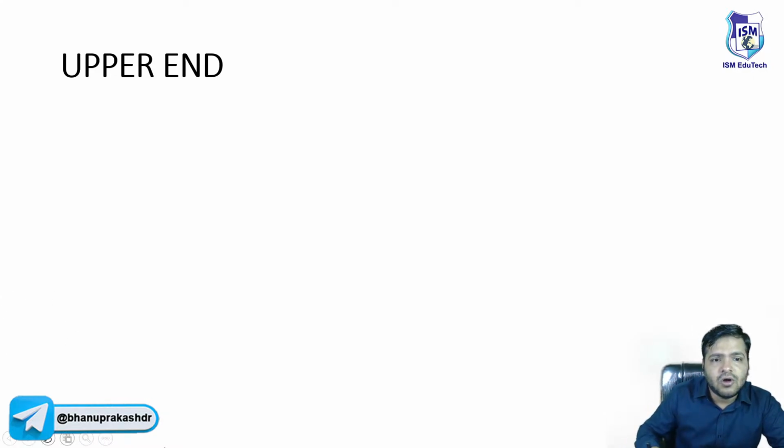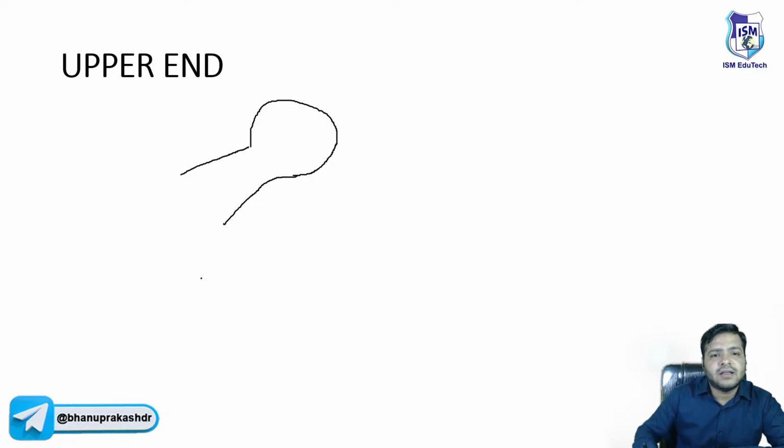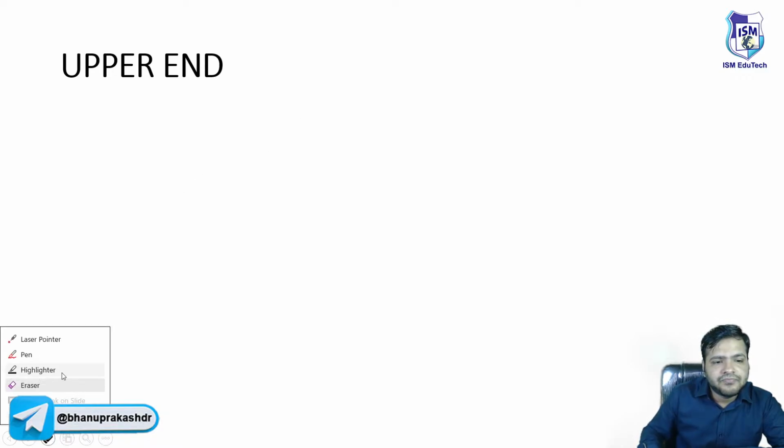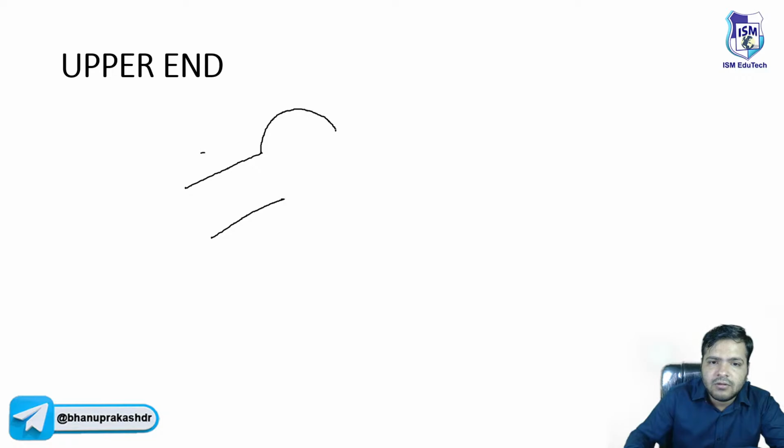Remember, the upper end basically comprises a rounded projection in the form of a sphere, that is called the head. And we have the neck. Just a moment, I'll draw it nicely. You already know we have the neck part, and above the neck we have this head.